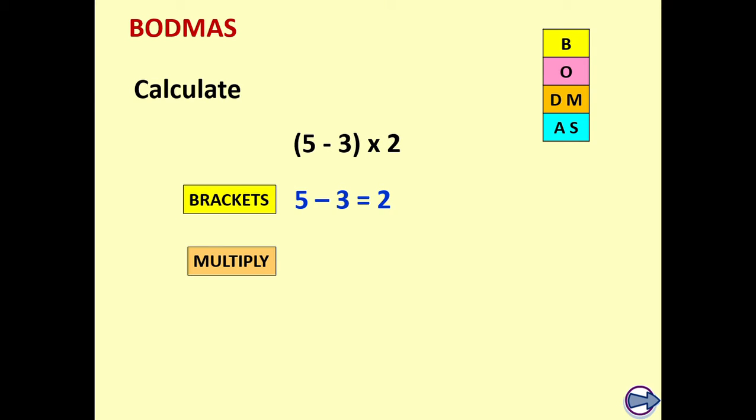Then it's going to ask us to multiply our answer by 2, so we're going to do 2 times 2, so our first answer was 2, times that by the 2 that was in the question, we get the answer 4. Okay, so if there were no brackets and it was just subtraction and multiply, we'd have to multiply first, but because it was brackets, BODMAS tells us we do the brackets first. Okay, so that's the first example. Make sure you copy that down before you move on to the next question.